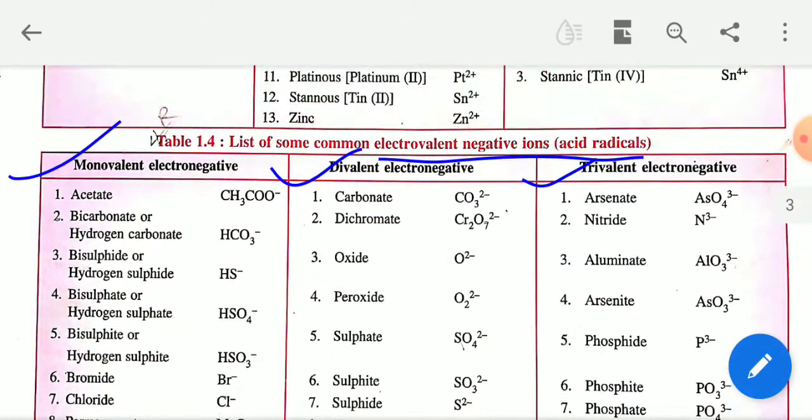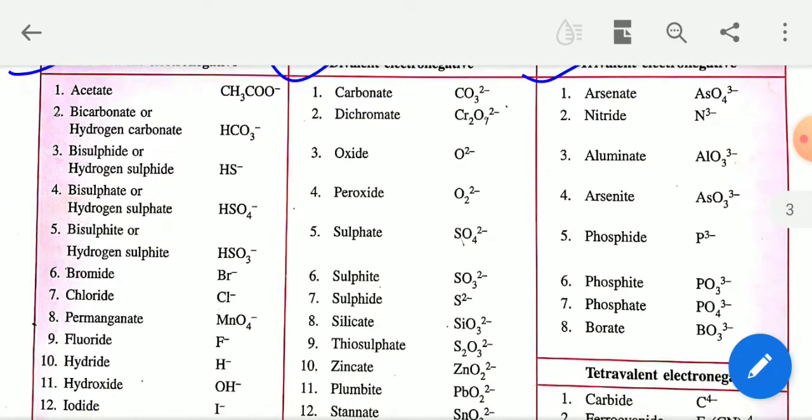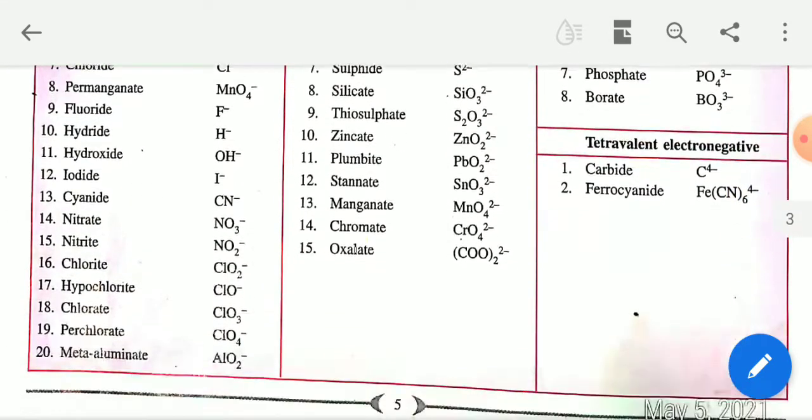And trivalent acid radicals are arsenate, that is AsO4 3 minus, nitride N3 minus, aluminate AlO3 3 minus, arsenite AsO3 3 minus. So these are trivalent electronegative or trivalent acid radicals. And the last one is tetravalent electronegative or tetravalent acid radical. Examples are carbide C4 minus, ferrocyanide Fe(CN)6 4 minus.